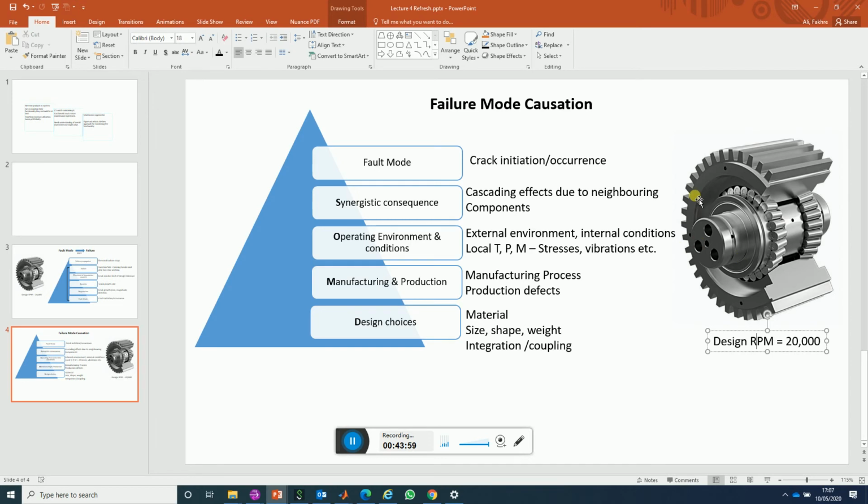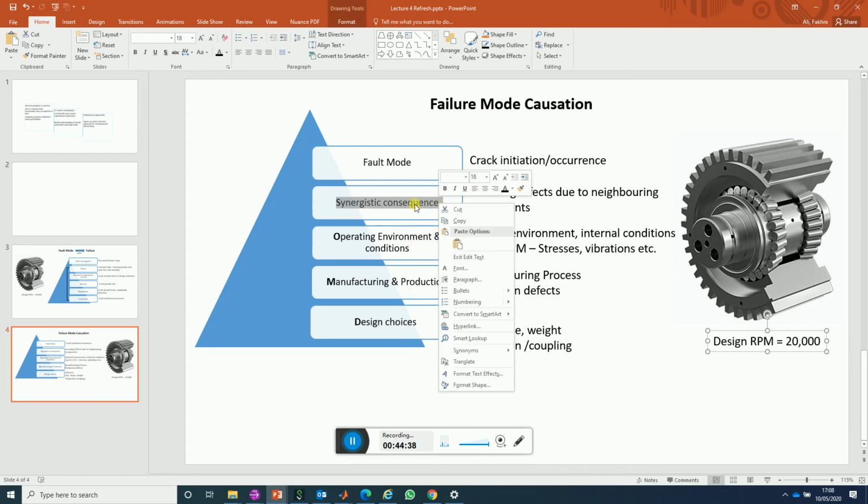Here in the internal operating environment, lack of lubrication will lead to, for example, metal to metal friction. It can cause stresses, high temperatures, and usually these kinds of stresses are cyclic in nature. The cyclic temperature variation is mostly referred to as fatigue cycles of different metals and bearings. Or it is likely that the fault mode, the crack, is occurring because of a synergistic consequence of all these three things.